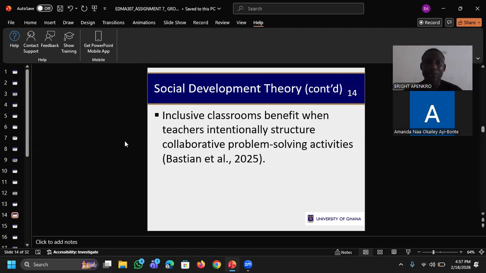Let's move on to inclusive classroom. The benefit comes when teachers intentionally structure collaborative problem-solving activity, and that was by Bessian et al., 2025. So collaboration helps in problem-solving activities, as we saw.